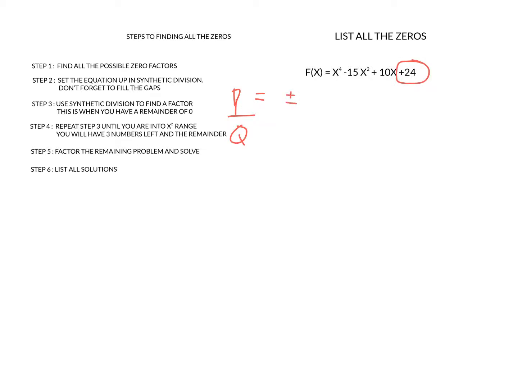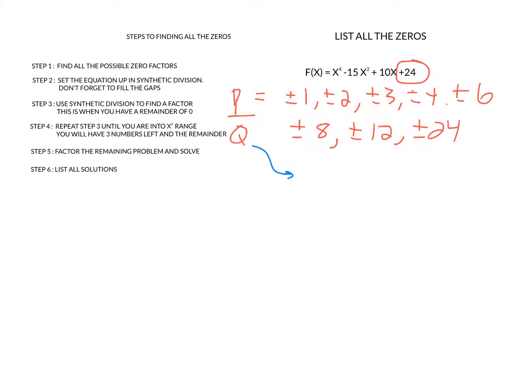So plus or minus 1, plus or minus 2, plus or minus 3, plus or minus 4, plus or minus 6, plus or minus 8, plus or minus 12, plus or minus 24. That one's going to be a fun one. And then our Q's, luckily for us, our Q value is just going to be 1, so plus or minus 1.